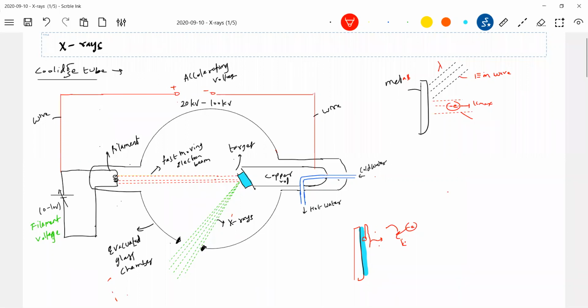The wavelength of X-rays is around 1 angstrom to 100 angstroms. It is not clearly defined, and different books say different things. Wavelength of this order, you can call X-rays. So like that, the idea of X-rays came.